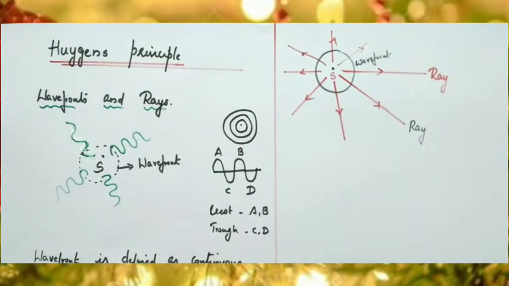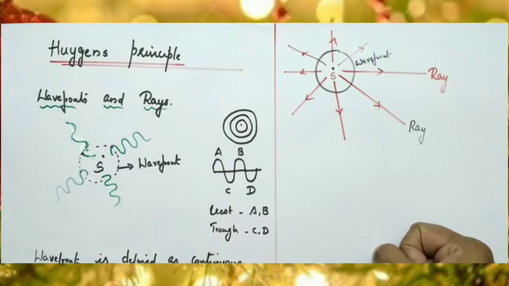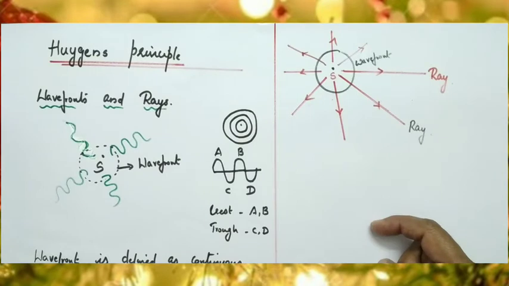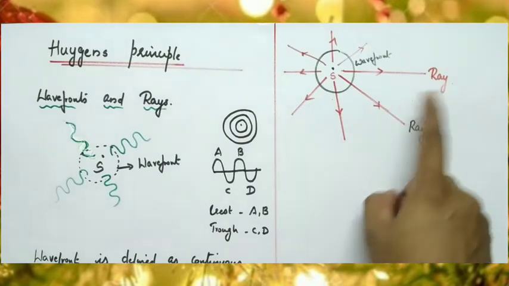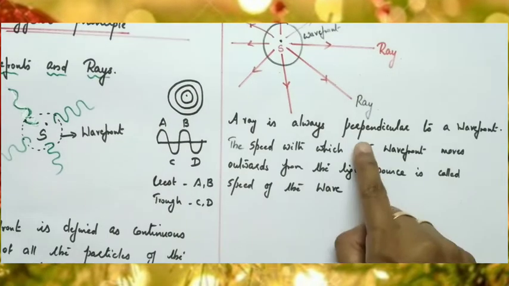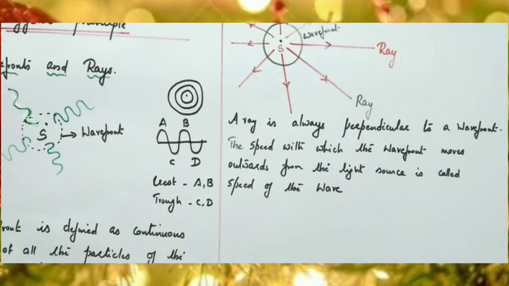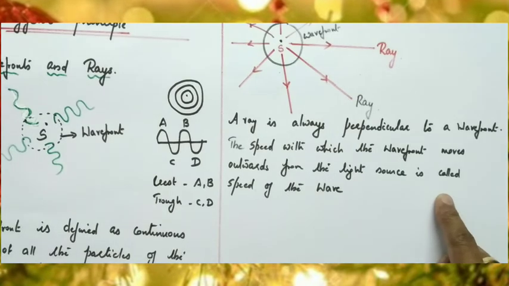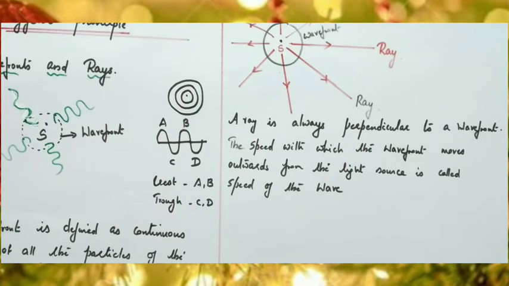Okay, similar to electric field and equipotential surface, which are perpendicular. You have studied this in the second chapter. Similarly, rays and wavefront are mutually perpendicular to each other. So, we can say a ray is always perpendicular to wavefront. Then the speed with which wavefront is moving outward from the light source is called the speed of the wave.